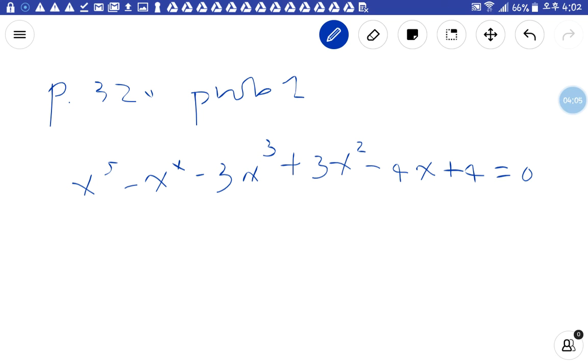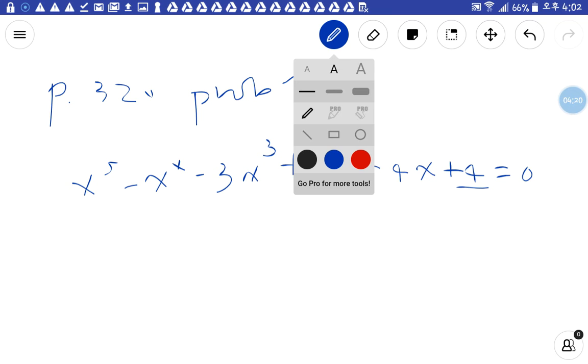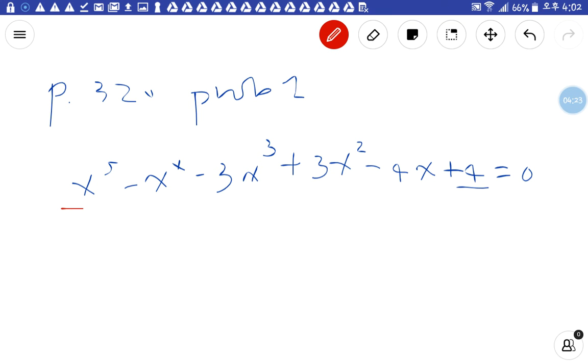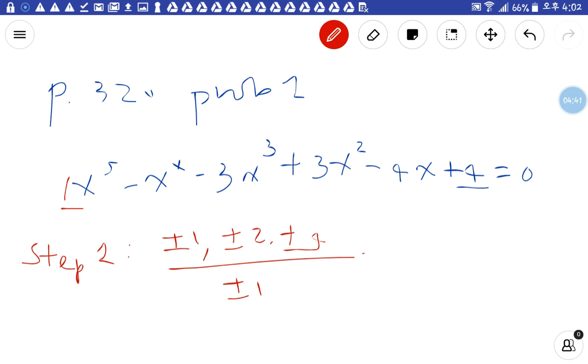Okay? So my first step is to find my possible rational roots. We learned the rational root theorem, right? We have to look at the factors of my constant, and then the factors of my leading coefficient. Oh, there is no number. What does that mean? There is 1, right? So my first step is to find my possible rational zeros, which are factors of 4: plus or minus 1, plus or minus 2, and plus or minus 4, all over plus or minus 1. So it's just giving you plus or minus 1, plus or minus 2, and plus or minus 4.